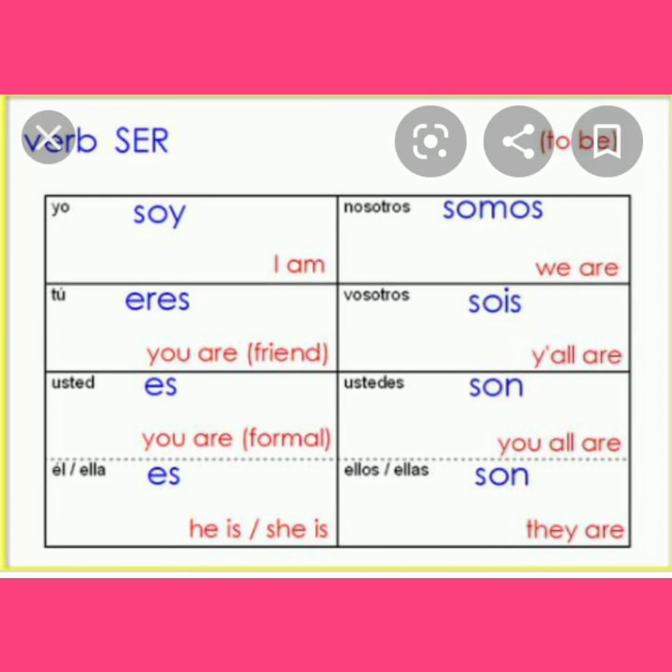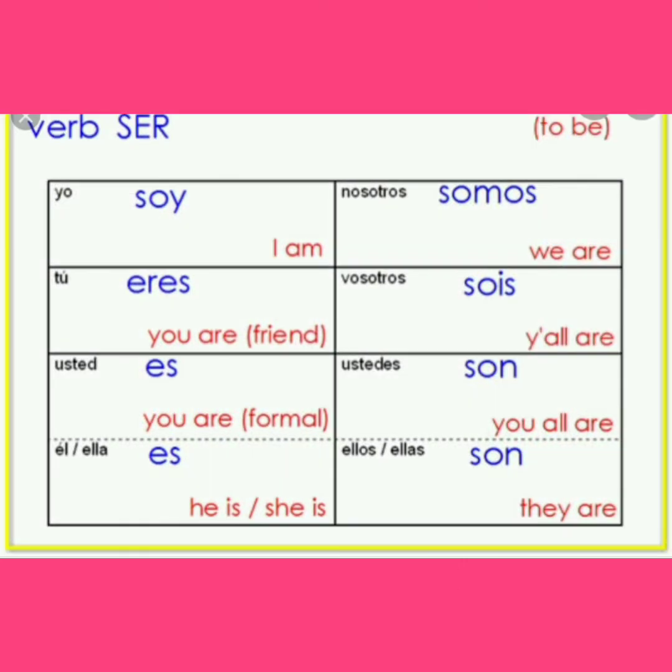Ser, to be. Yo soy means I am. Tú eres, you are when talking to a friend, somebody younger than you, or a relative. Usted es means you are when talking to a stranger or a professional. Él es means he is. Ella es means she is. Nosotros somos means we are.